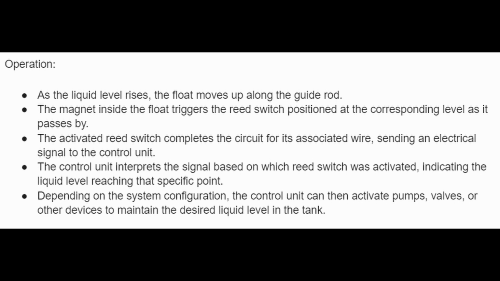The magnet inside the float triggers the reed switch positioned at the corresponding level as it passes by. The activated reed switch completes the circuit for its associated wire, sending an electrical signal to the control unit. The control unit interprets the signal based on which reed switch was activated, indicating the liquid level reaching that specific point.